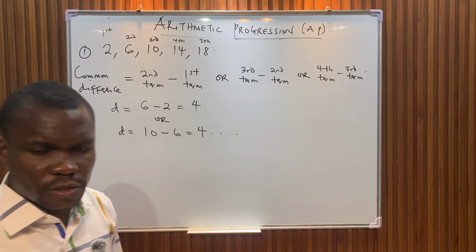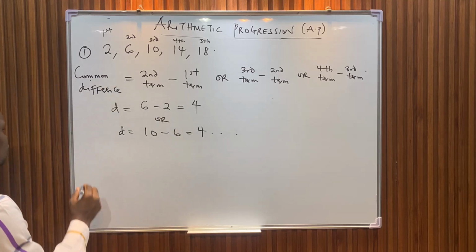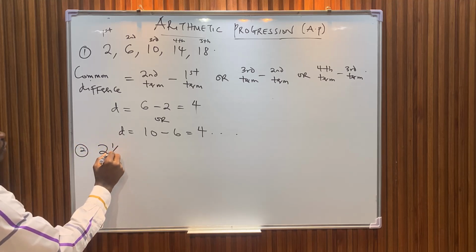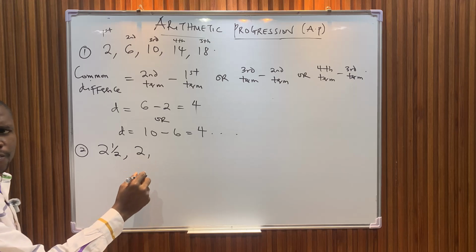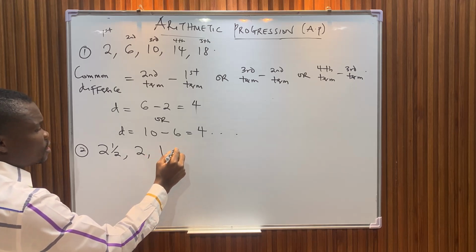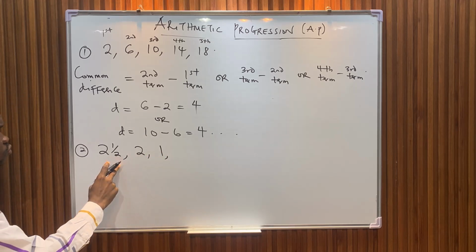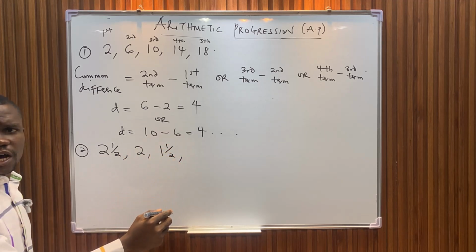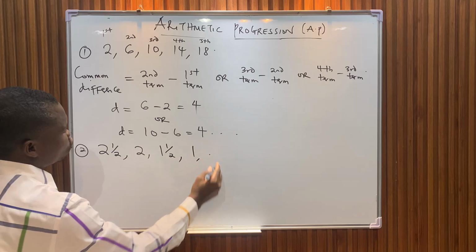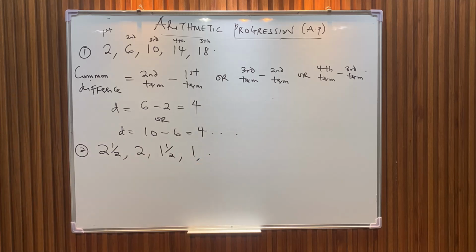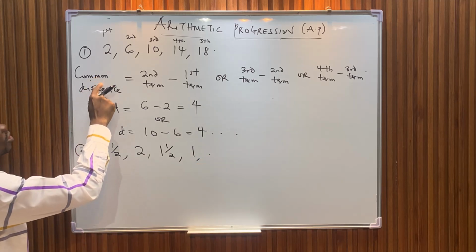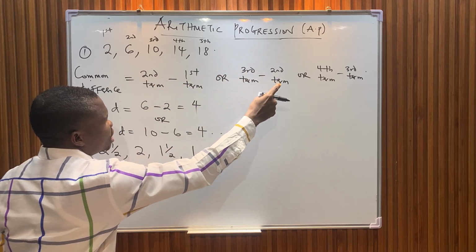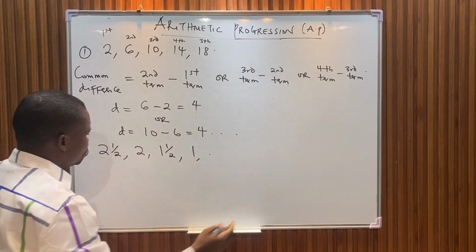Is 4. Number 2. The question is, find the common difference of this sequence: 2, 1 over 2, 2, 1, and then 1 over 2, and what? And 1. So we are asked to find the common difference here. Remember the formula that the common difference is second term minus first term, or third term minus second term, or fourth term minus third term. So let's solve it out.